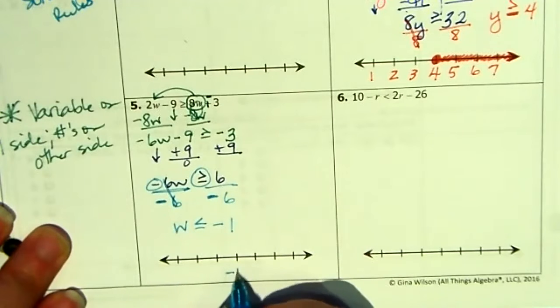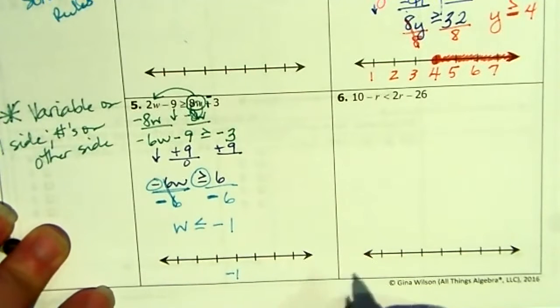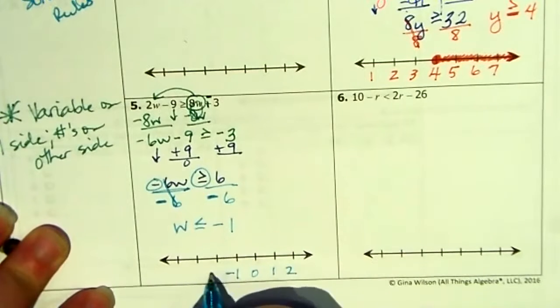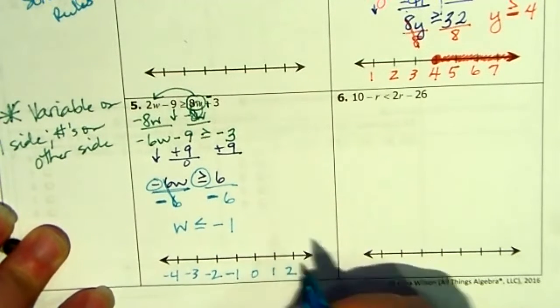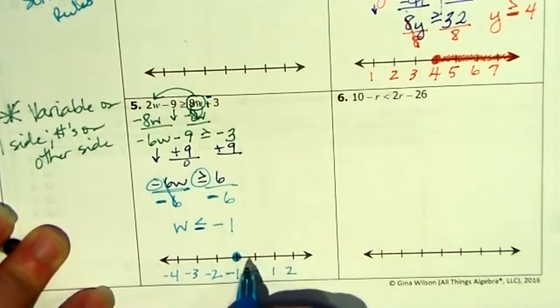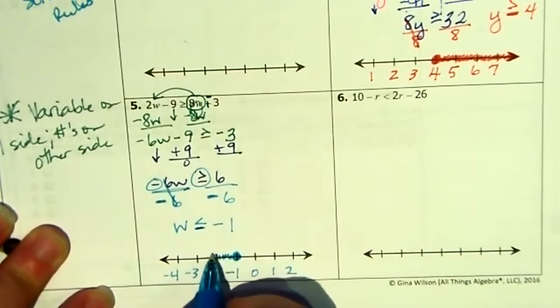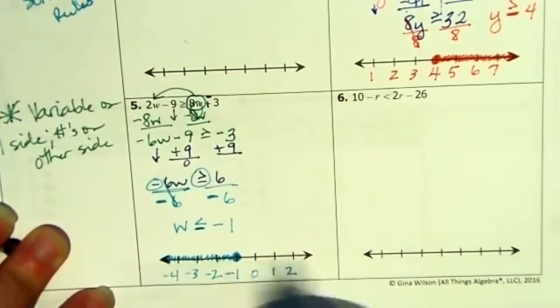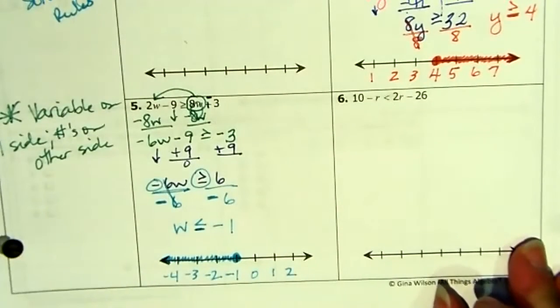So I put the negative 1 in the middle, and then I fill out the rest of the number line. This is the negative side, so this is 0, 1, 2 on this side, and this is negative 2, negative 3, negative 4 on the left. This is a filled in circle because it's equal to, it's less than, so it's everything on the left. All right, 2 more examples.